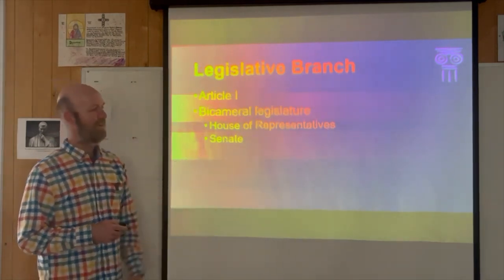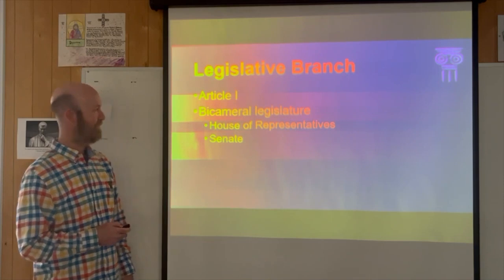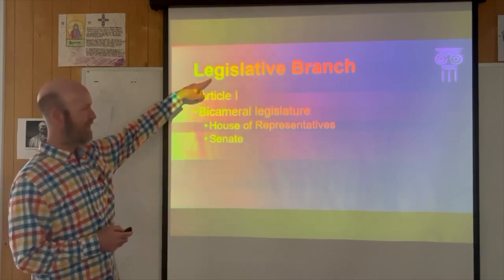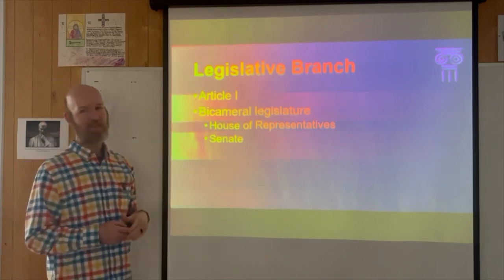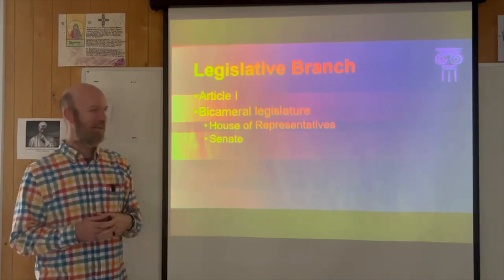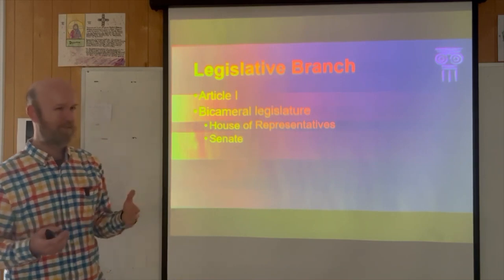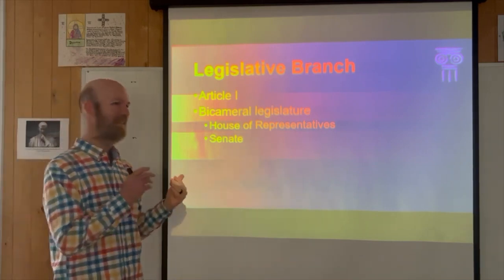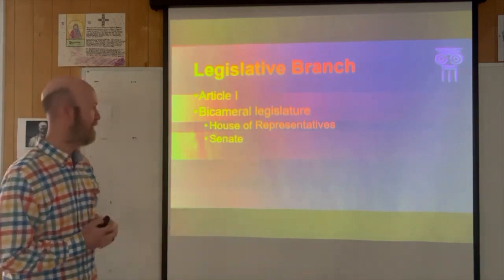Now, Article 1, the legislative branch. Article 1, again, deals with the legislative branch right off the bat, first thing in the Constitution after the preamble, because the Federalists and James Madison and others who were involved in the Constitutional Convention thought that Congress was the most powerful. So they started with it.